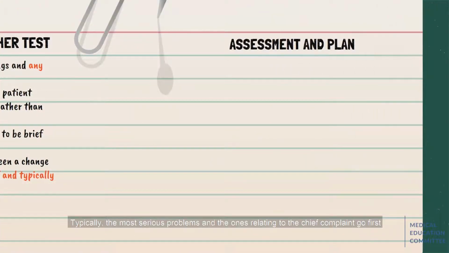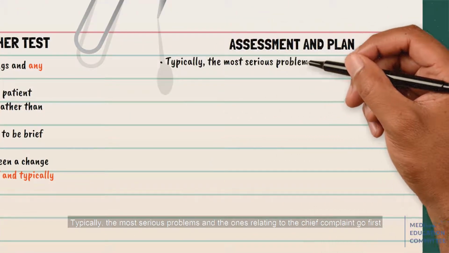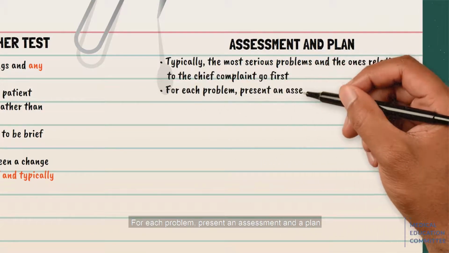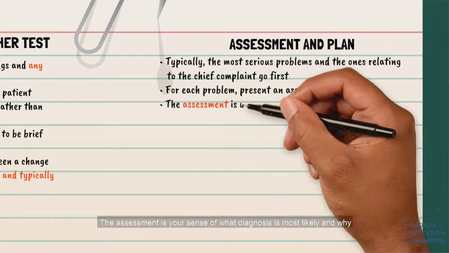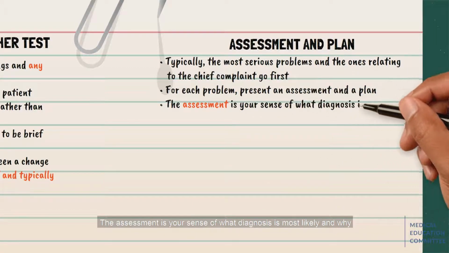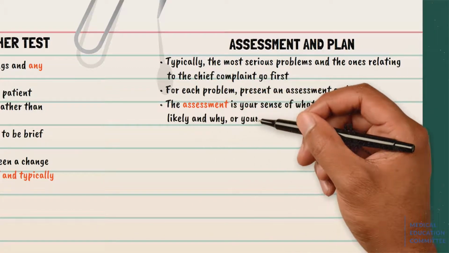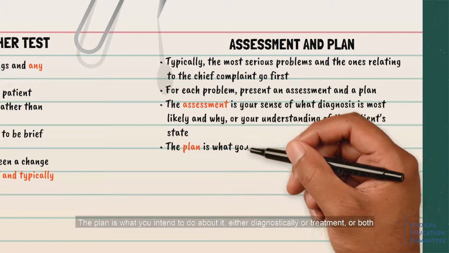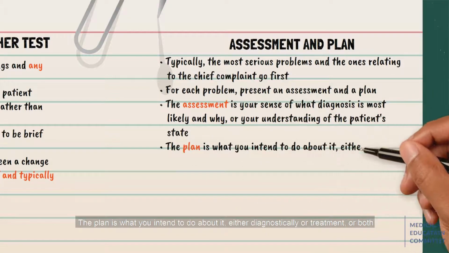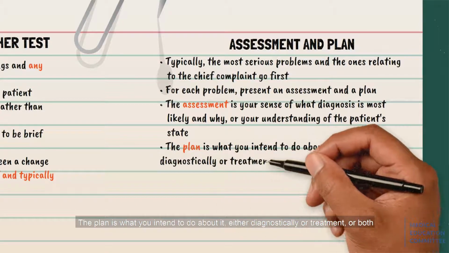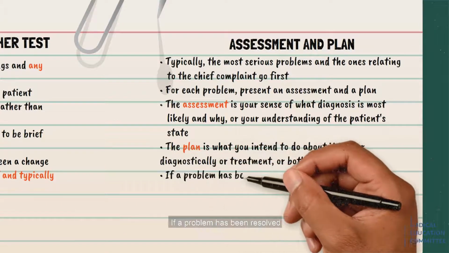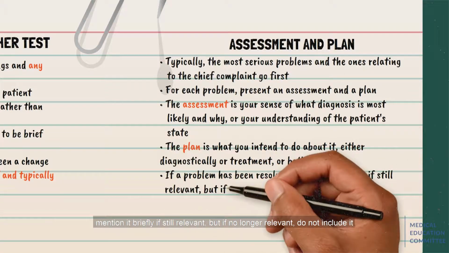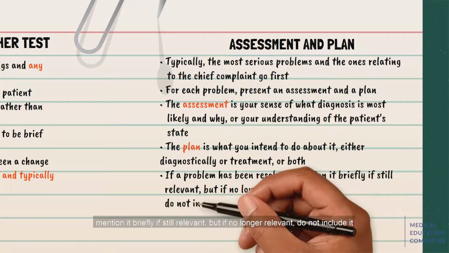Typically, the most serious problems and the ones relating to the chief complaint go first. For each problem, present an assessment and a plan. The assessment is your sense of what diagnosis is most likely and why, or your understanding of the patient's state. The plan is what you intend to do about it, either diagnostically or treatment or both. If a problem has been resolved, mention it briefly if still relevant, but if no longer relevant, do not include it.